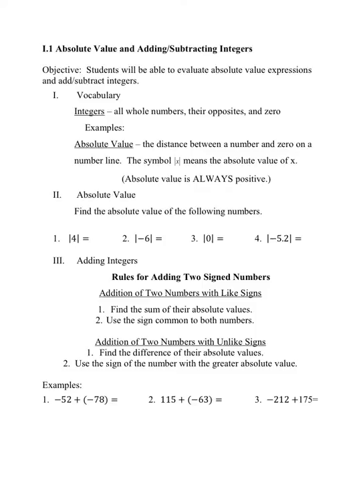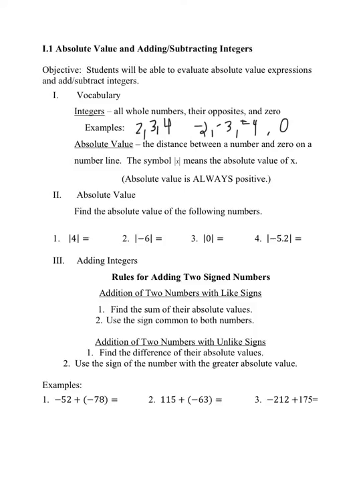This lesson is about absolute value and adding and subtracting integers. First thing we have to look at is what is an integer. These are all your whole numbers, their opposites, and 0. So if you think about it, whole numbers, you have like 2, 3, 4. Their opposites, so you have like -2, -3, and -4. And also 0, considering it's not a positive nor a negative.